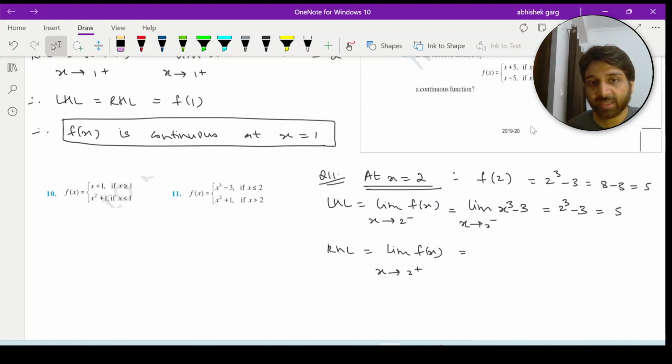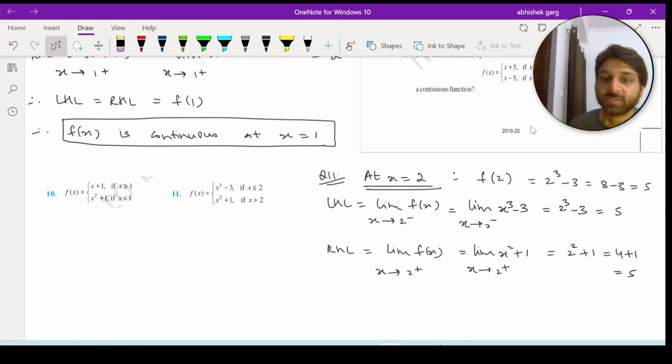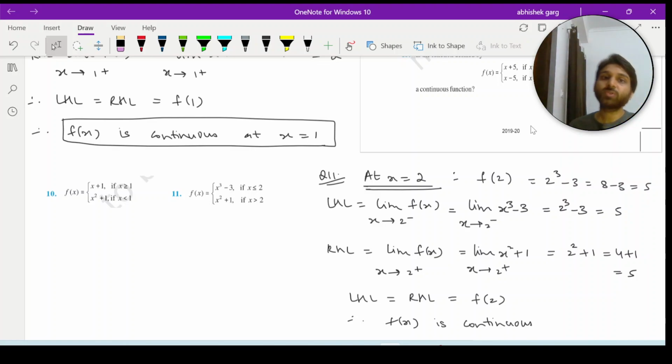Now when x is greater than 2, the second definition becomes applicable. So this will be limit of x square plus 1, x tends to 2 plus. Now substitute 2 over here, so this will be 2 square plus 1, which is 4 plus 1, which is 5. So you can see that LHL is equal to RHL, which is equal to f(2). Therefore, the function is continuous.